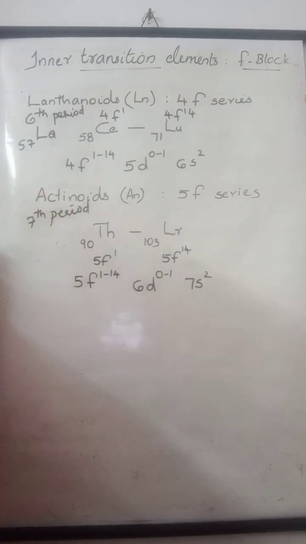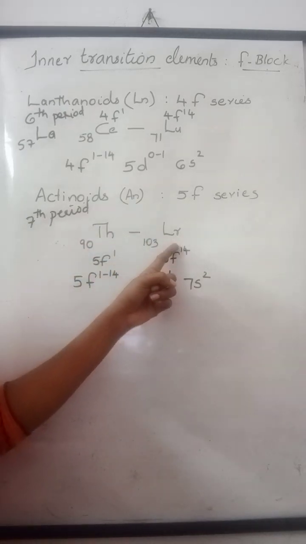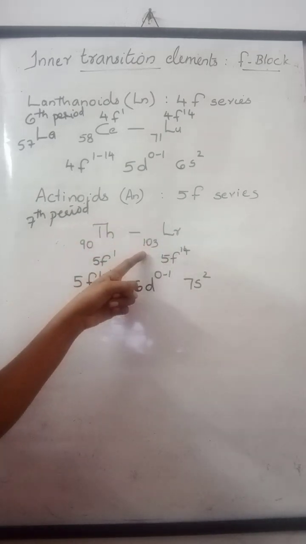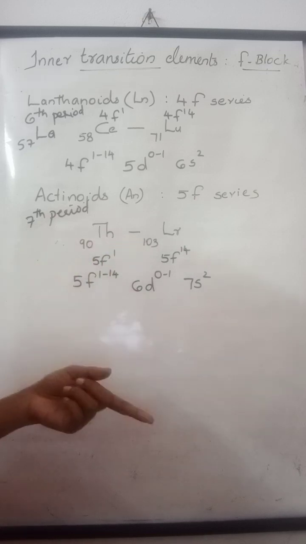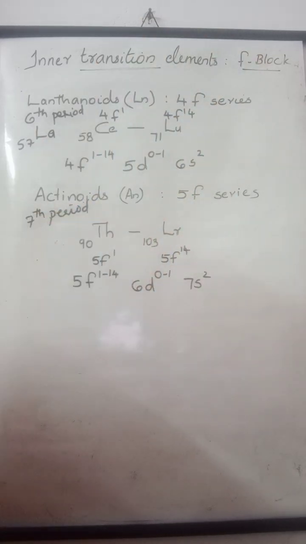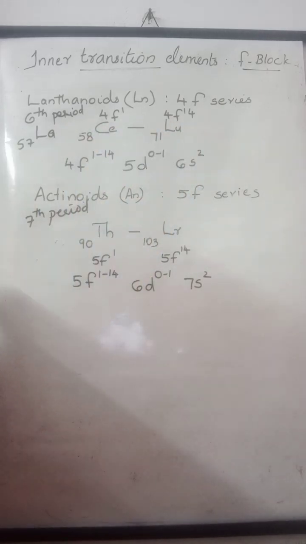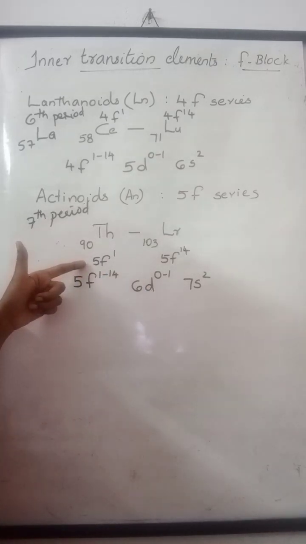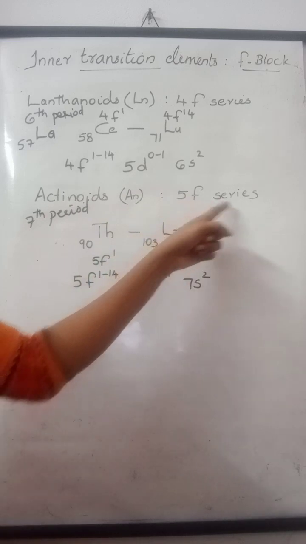Similarly, actinoids, the second row of elements, start with thorium and end with lawrencium, thorium atomic number 90 to lawrencium atomic number 103. In these elements, 5f atomic orbitals are filled with electrons. F atomic orbitals are filled with electrons, that's why the name F block. In the case of actinoids, 5f atomic orbitals are filled with electrons, so they are called the 5f series. Actinoids are also known as the 5f series.